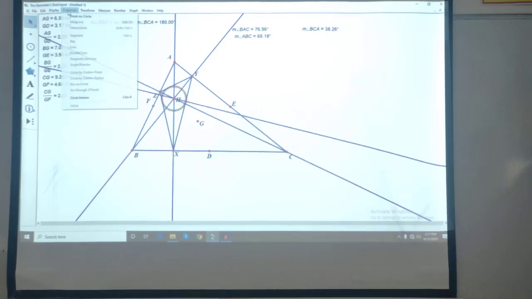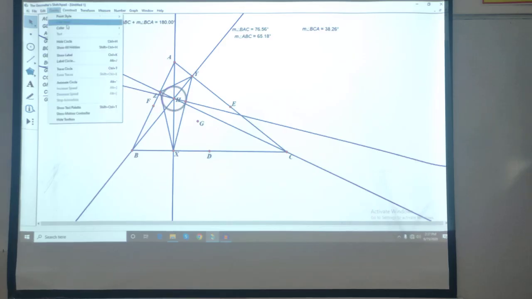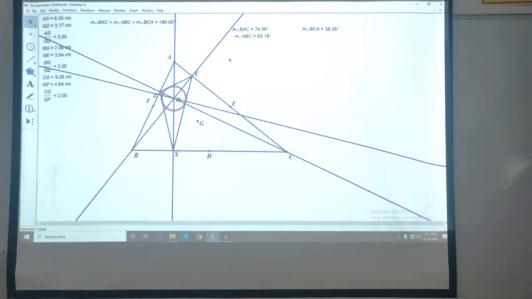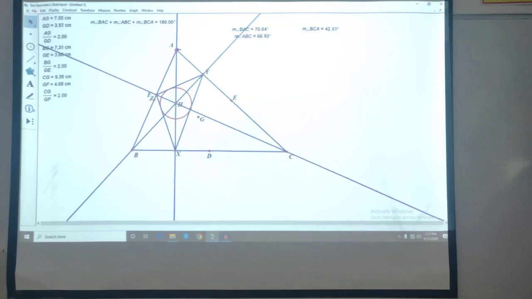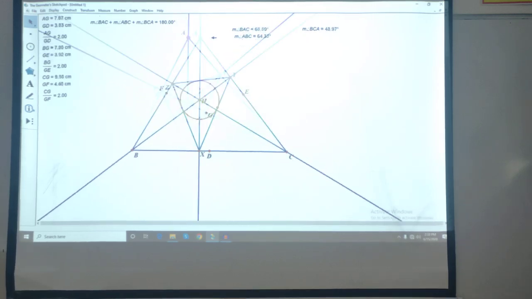Okay, I am just changing its color. Let me do that. And I am erasing this line. This is a perpendicular line. Okay, so you can verify here easily that H becomes the in-center.